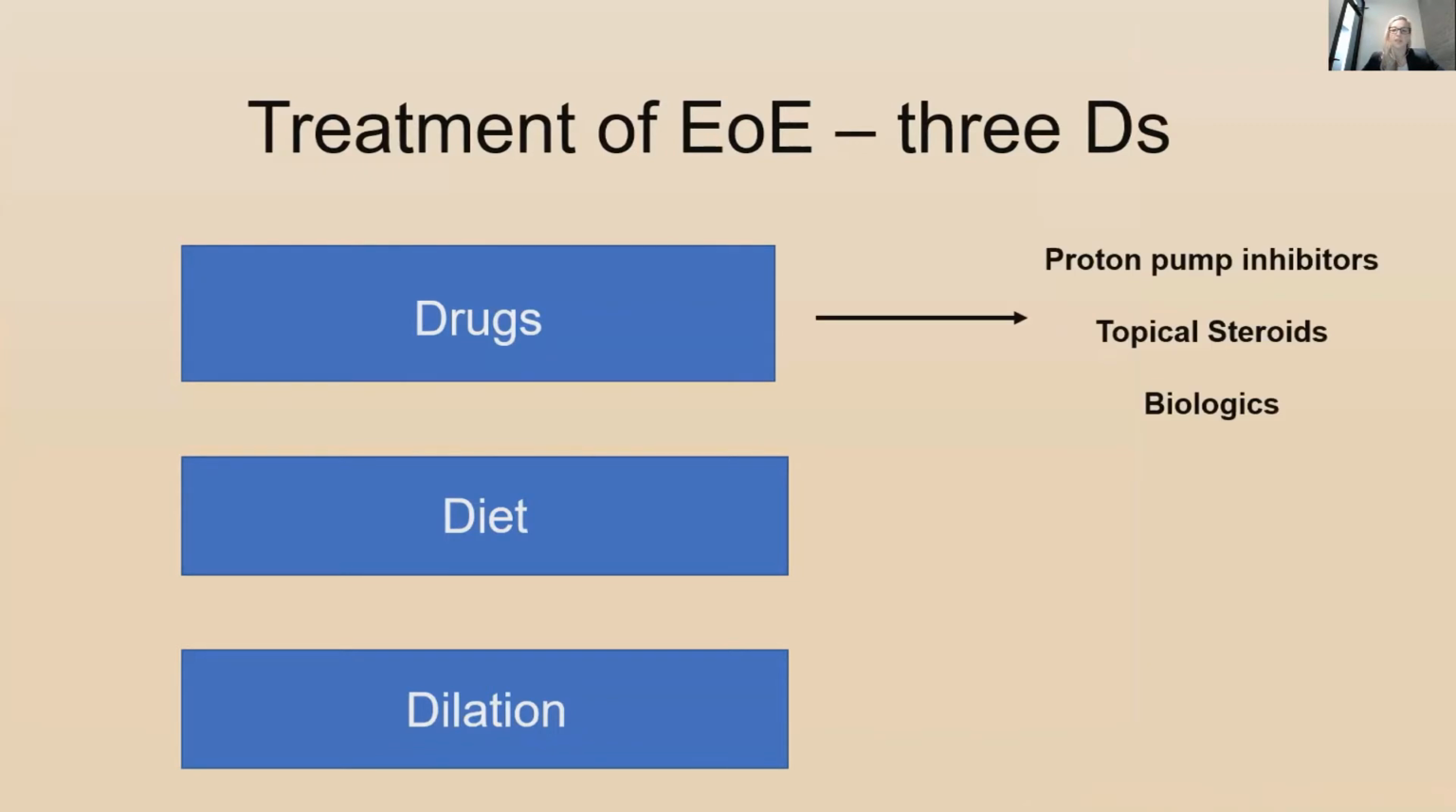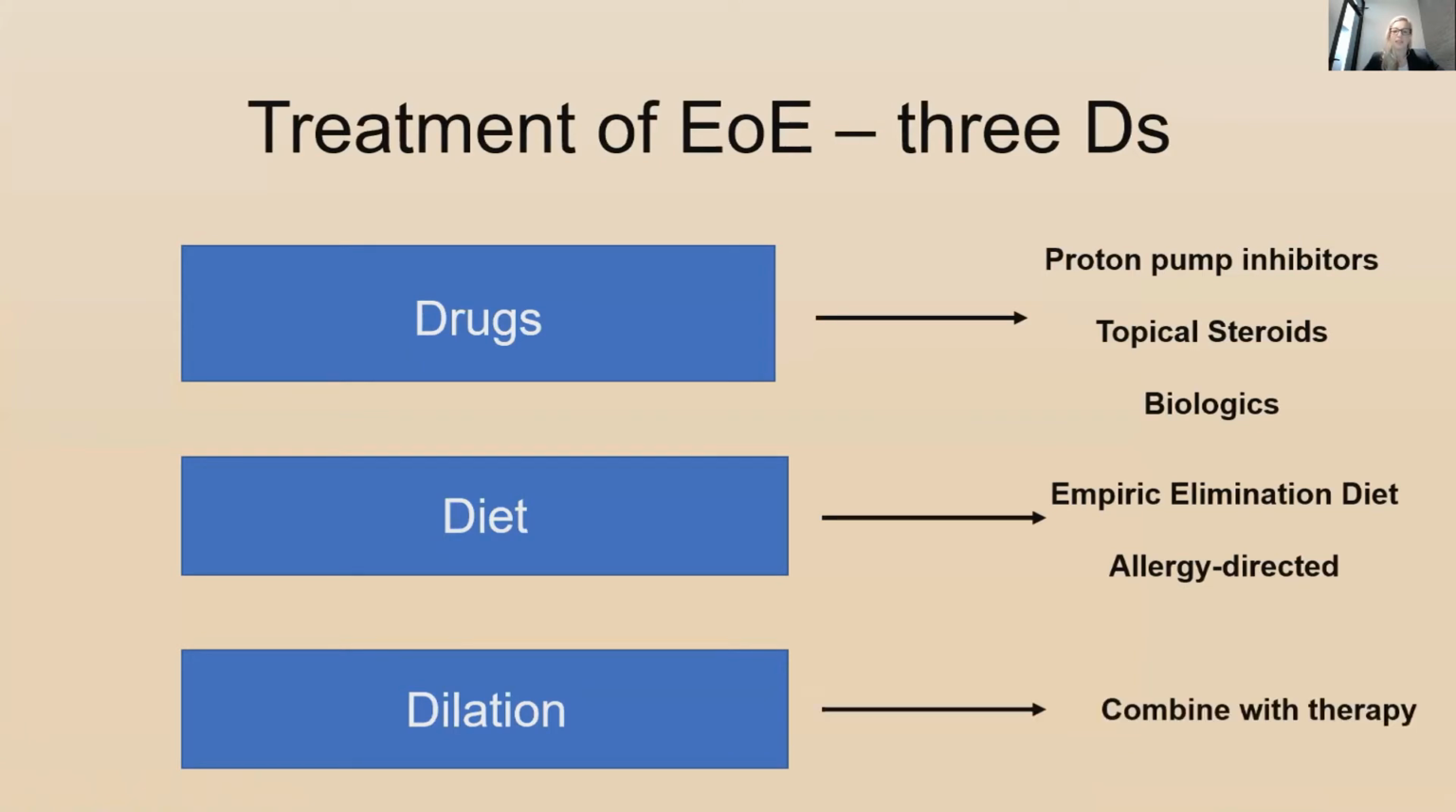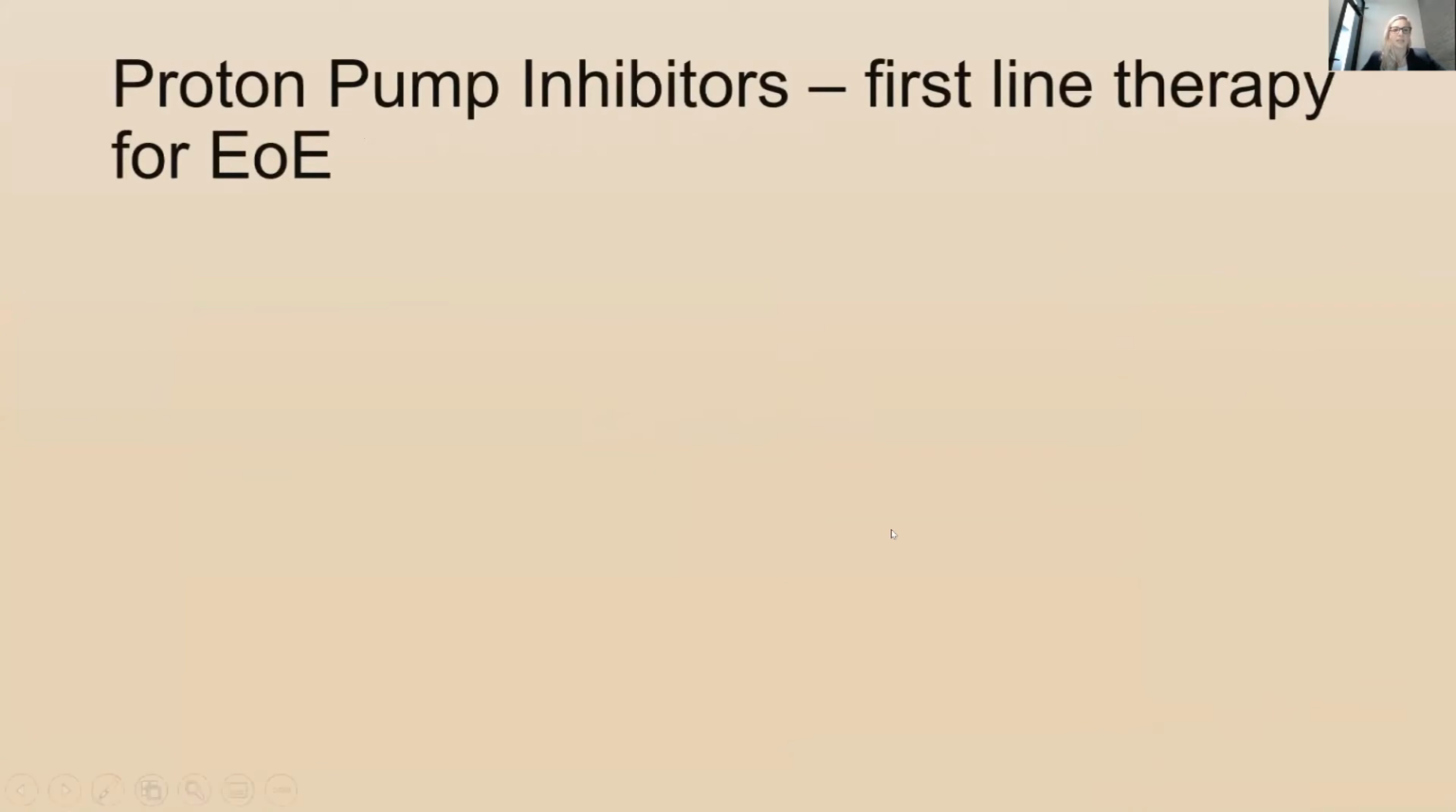For drugs, we think of proton pump inhibitors, topical steroids, and biologic therapy that's coming up the pike. For diet, we have empiric elimination diets and allergy-based testing. And for dilation, we want to combine this with therapy, and we'll talk a little bit more about that later. So drugs, proton pump inhibitors. They're now considered to be first-line therapy for EOE.